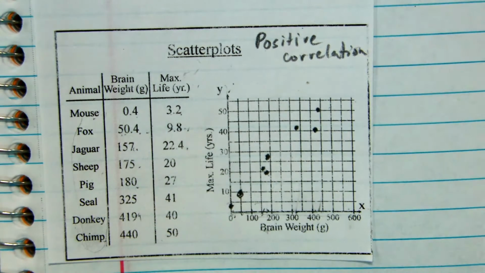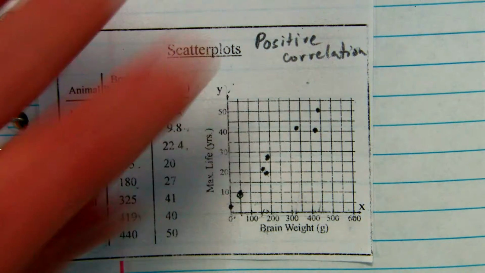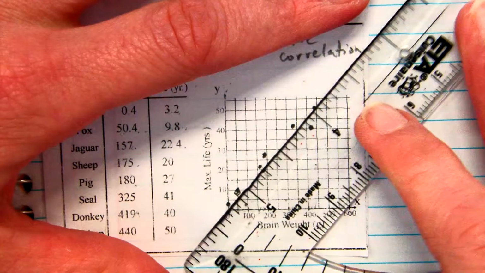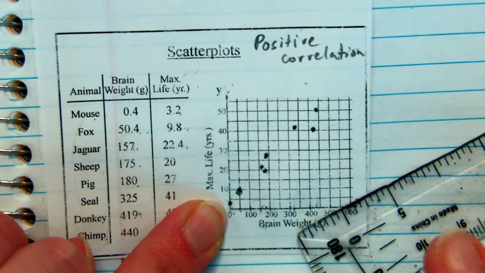Now, I should have had you grab rulers, but just watch me and I'll show you what I'm going to do. You can kind of freehand this. In theory, you want to make it a straight line. Because this is going up, your line has to go up.